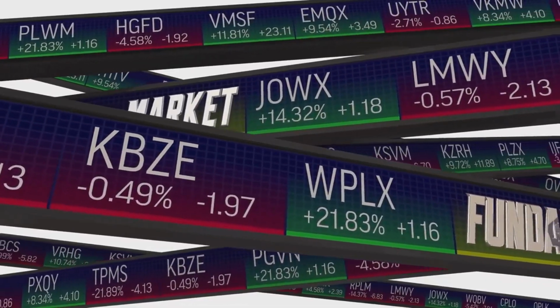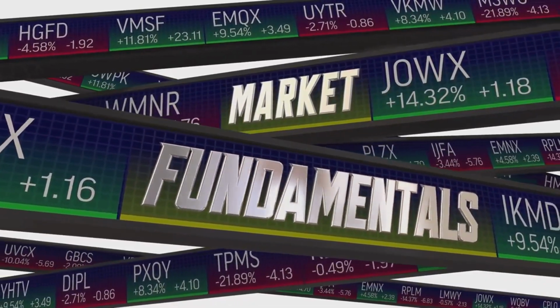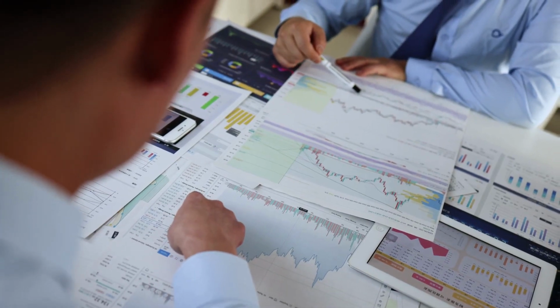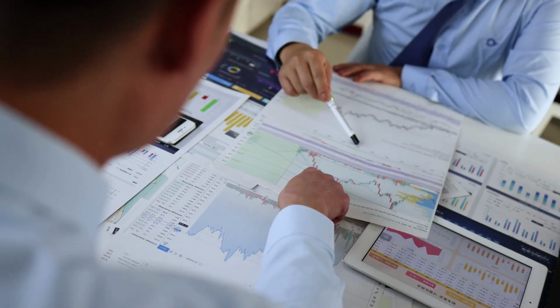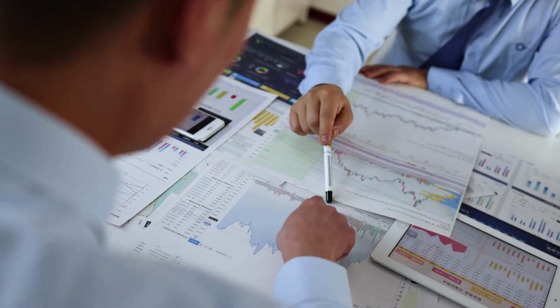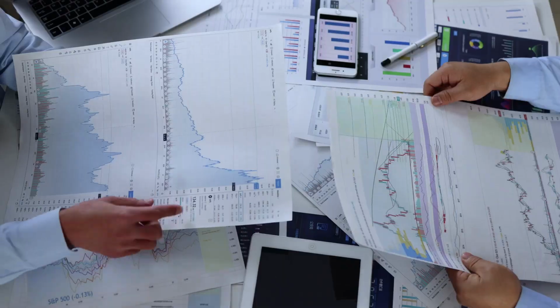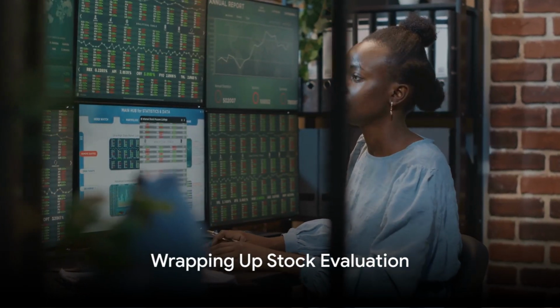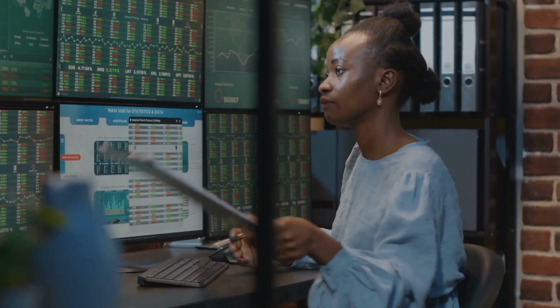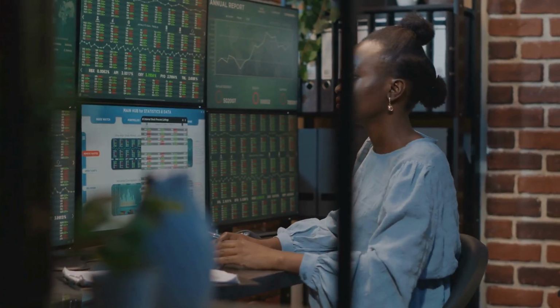So when we evaluate a stock, we don't just look at the company's financials. We also look at the waters it's sailing in, the winds of trends, and the other ships it's up against. Remember, a company's performance is not just about its own operations, but also about how it stands in its industry. So, you've understood the basics, looked at financials, analyzed ratios, and considered the industry. What's next? Let's bring it all together.